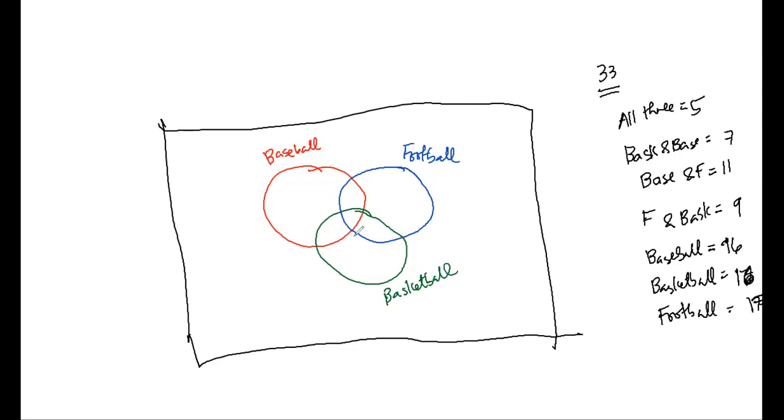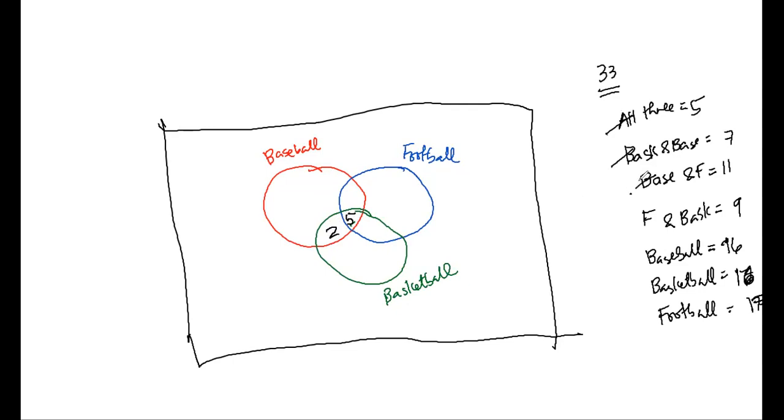Now we start at the intersection, this area. How many like all three? We have 5. So we write 5 inside. Let's go to the intersection of baseball and basketball. We have 7. But since there's already 5 here, that means 7 minus 5, we only write 2. But if you add, there's still 7 who like baseball and basketball.